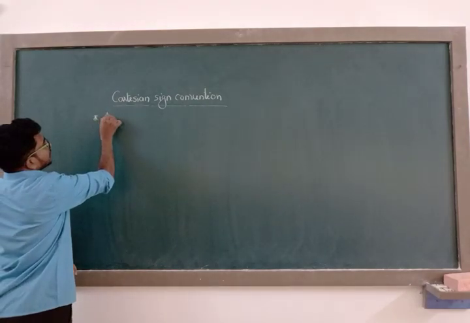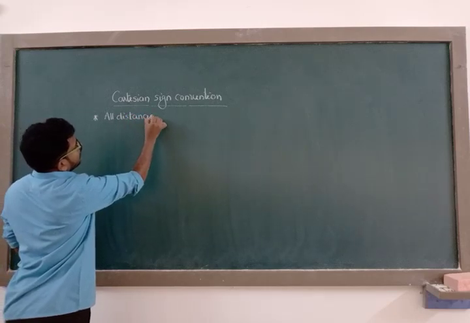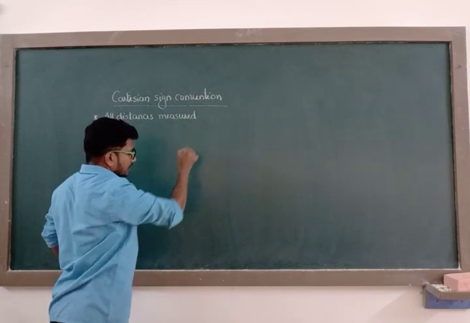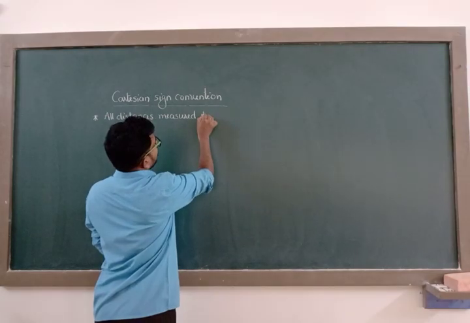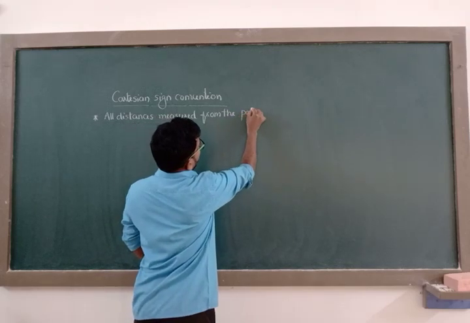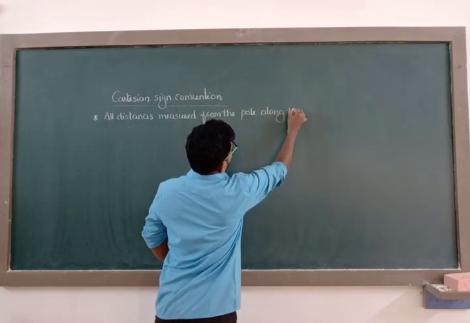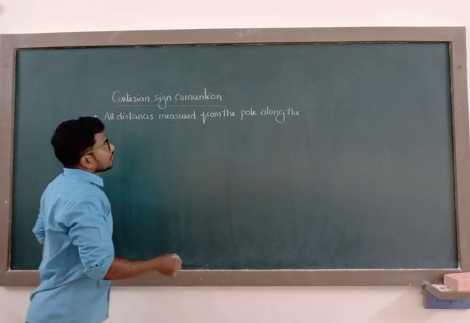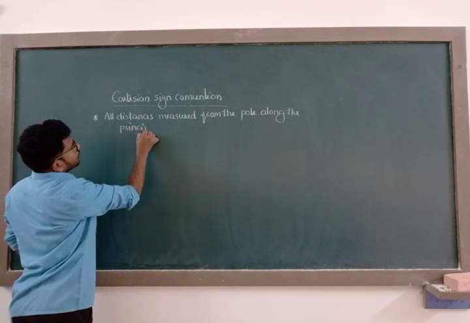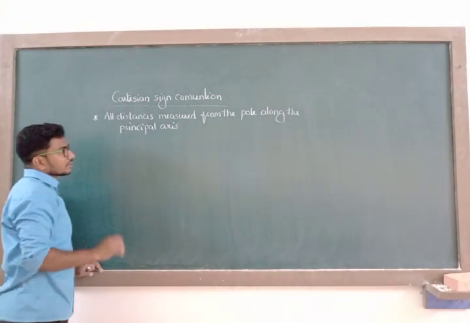First one, all distances are measured from the pole along the principal axis. So this is the first rule.